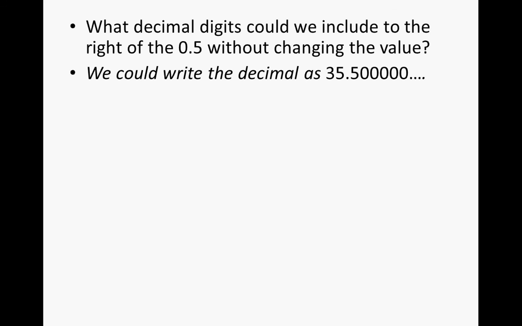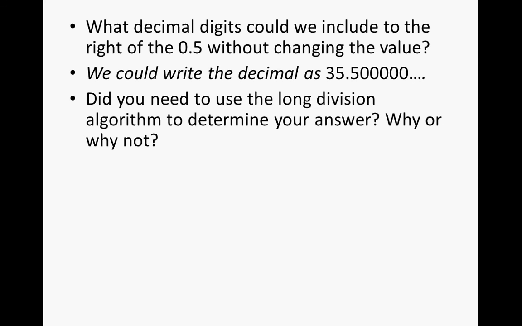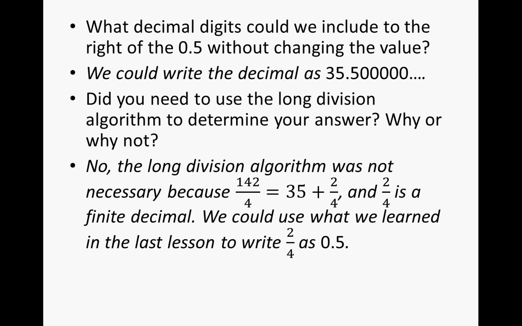Well, we could write the decimal as 35.50 with the 0 repeating. Did you need to use the long division algorithm to determine your answer? Why or why not? No, the long division algorithm was not necessary because 142 over 4 is equal to 35 plus 2/4, and the 2/4 is a finite decimal. We could use what we learned in the last lesson to write 2/4 as 5/10.